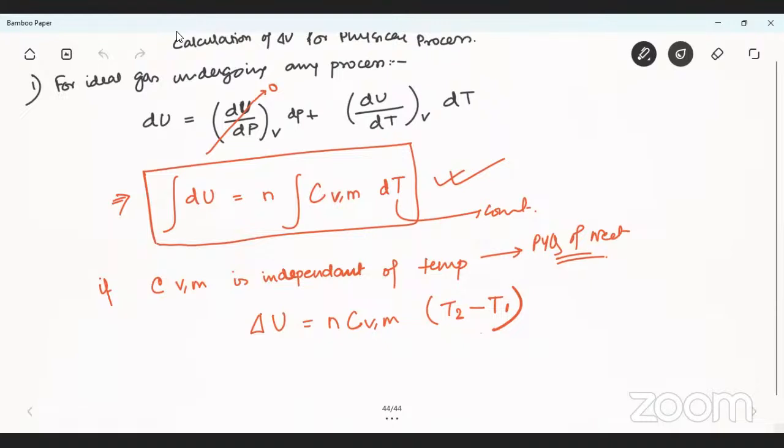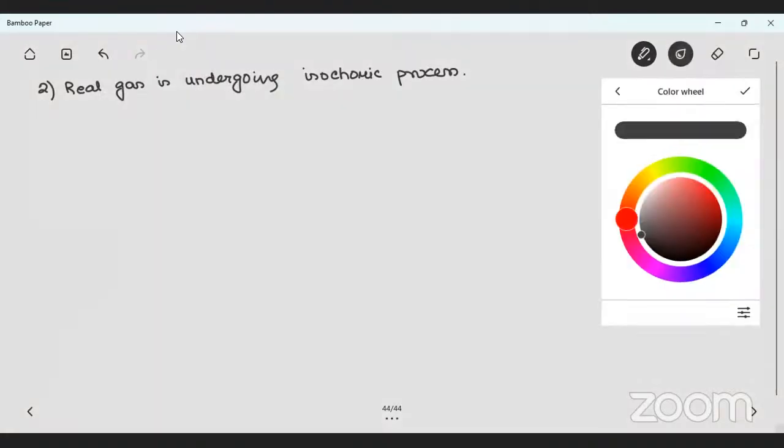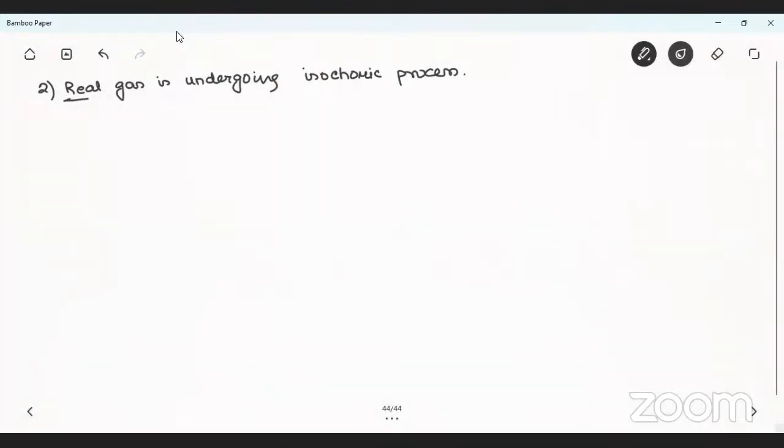Now let's just do it for real gas. What will happen for real gas? Now real gas undergoes different processes. Suppose real gas is undergoing an isochoric process. Why am I saying isochoric process for real gas? Because in your NEET, you will see this kind of terms only.